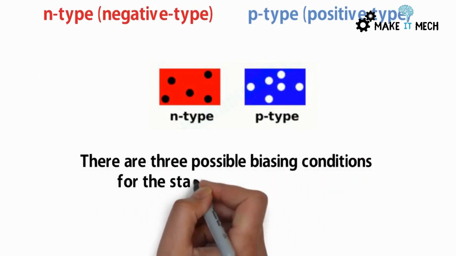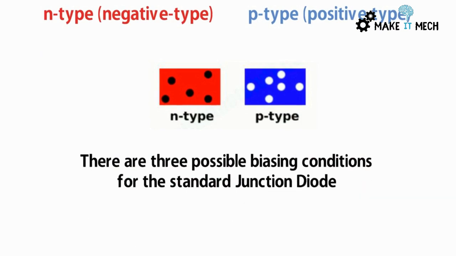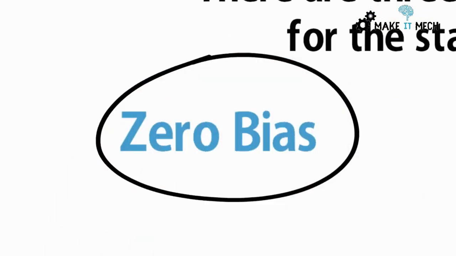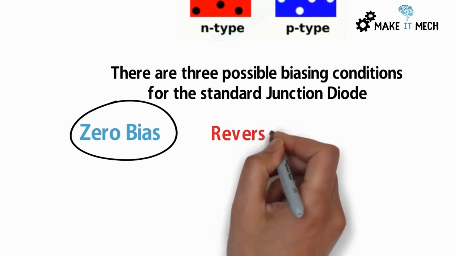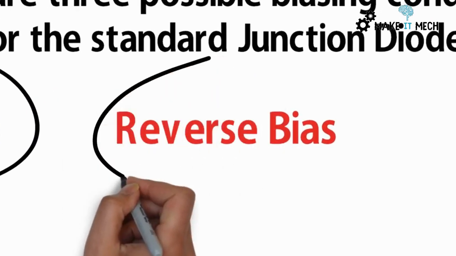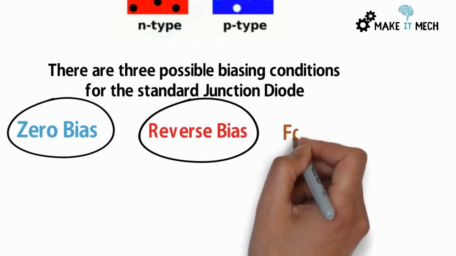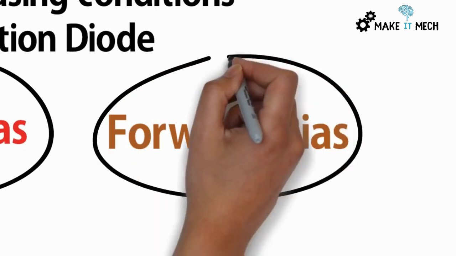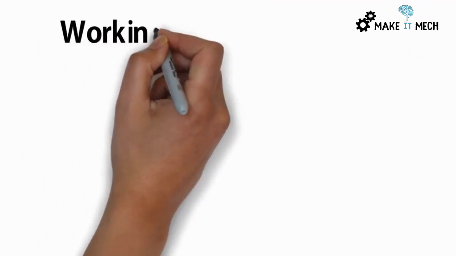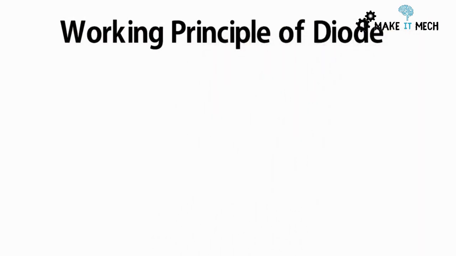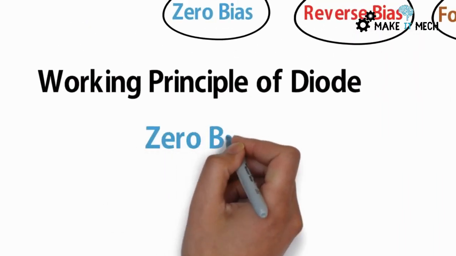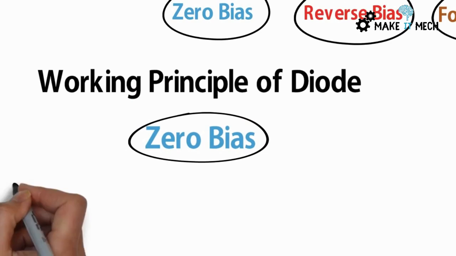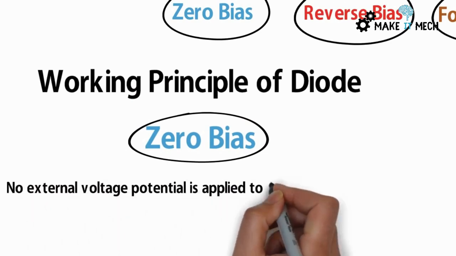There are three possible biasing conditions for the standard junction diode: zero biasing, reverse biasing, and forward biasing. Working principle of a diode. In zero biasing, no external voltage potential is applied to the PN junction diode.